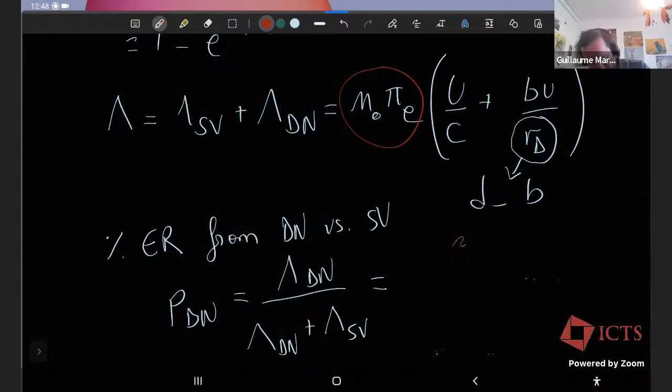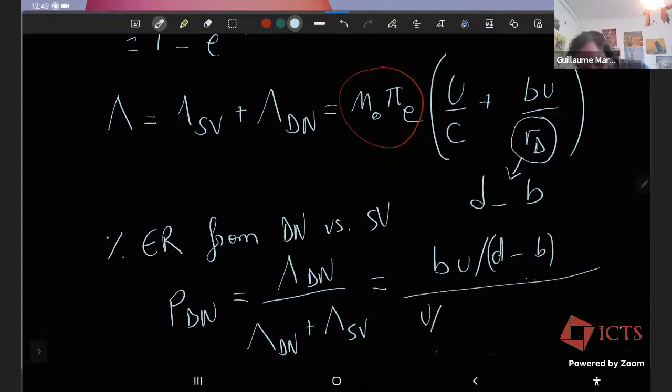So it's going to be B, sorry. It's going to be BU over D minus B on the top, divided by U over C plus BU over D minus B here.